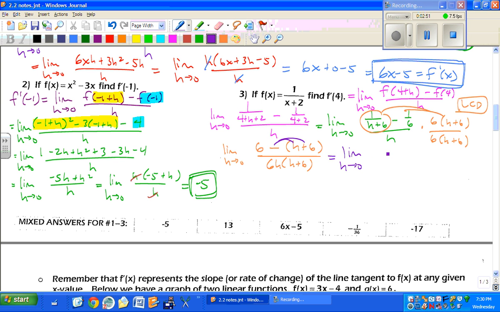Limit as h approaches 0. We distribute that minus, we get a negative h. 6 minus 6 gives us 0. So all we're left with on top is a negative h, or opposite of h. We can cancel that h out with the one on the bottom. So we're left with the limit as h approaches 0 of negative 1 over 6 times h plus 6. Now we can use direct substitution because that h in the denominator has been canceled. So if we put 0 in here, we get negative 1 over 36.